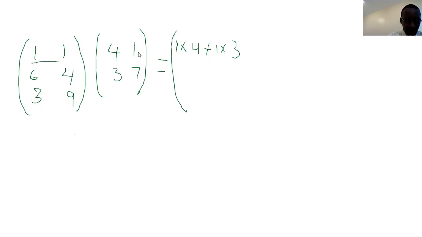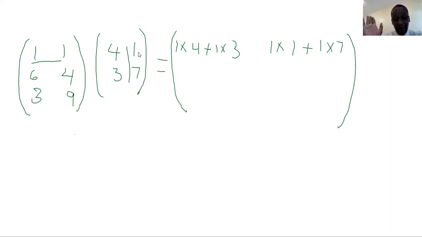Then we go to the same row, next column. So 1 times 1, and we are not adding here. This is now another character of the second column. So 1 times 1 plus 1 times 7. Get it? Then we have another one now. We are through with the first row.